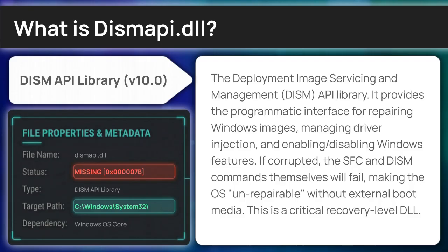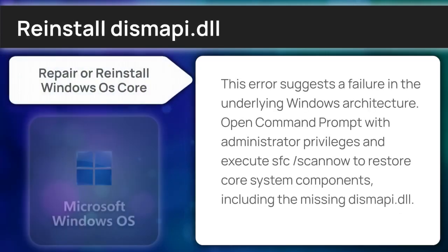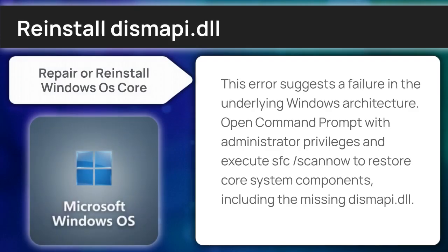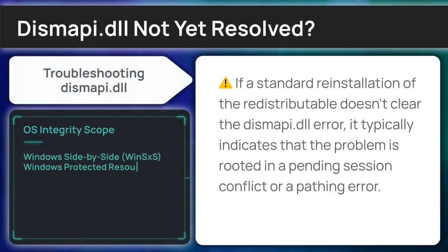Now that you have the context, let's move into the repair process with a fresh installation. This error suggests a failure in the underlying Windows architecture. Open command prompt with administrator privileges and execute SFC /scannow to restore core system components, including the missing DISM API module DLL. If you're still finding yourself stuck after the reinstall, our next priority is to check for any active blocks in the system path.